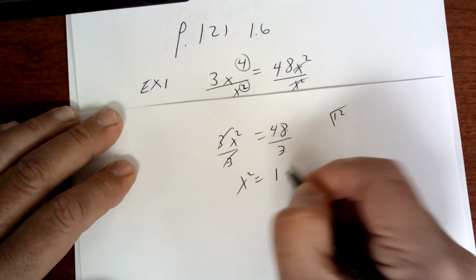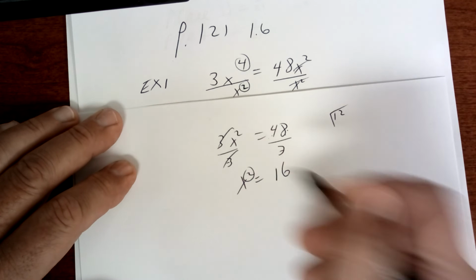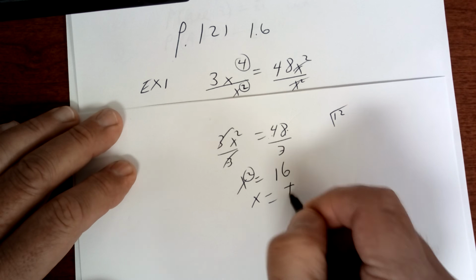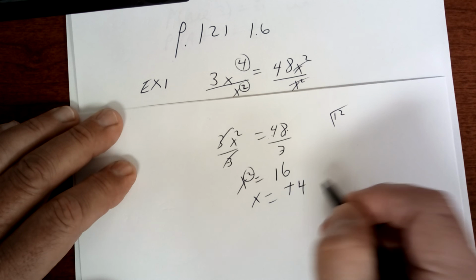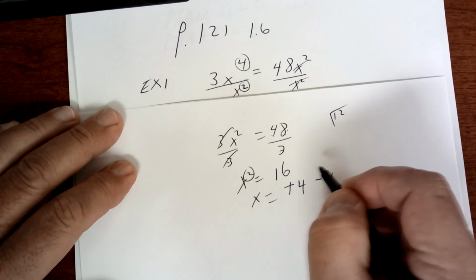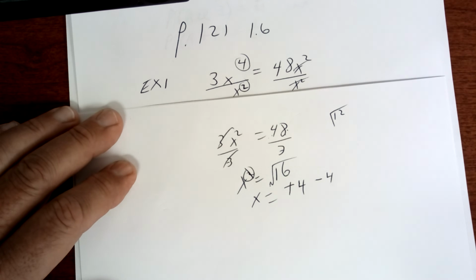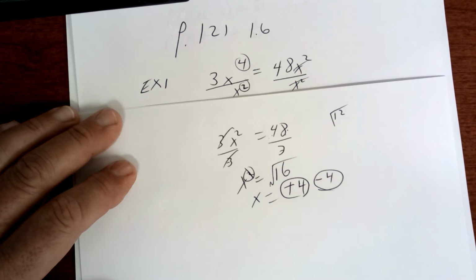So that's going to be x squared is equal to 16, and then you're going to take the square root. So it's going to be plus or minus the square root of 16, or plus 4 and minus 4. And there it is. Plus 4 and minus 4. And that's the way I will do it. The book does it a little differently. You can look at that.